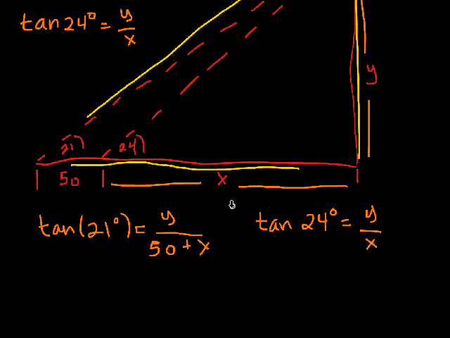What can we do here? Well, first of all, let's isolate the y's. Let's isolate it so that y equals, bring this 50 plus x over to this side, because it would cancel if you multiplied both sides. This side would cancel, and then this would be on this side: 50 plus x times the tangent of 21 degrees.